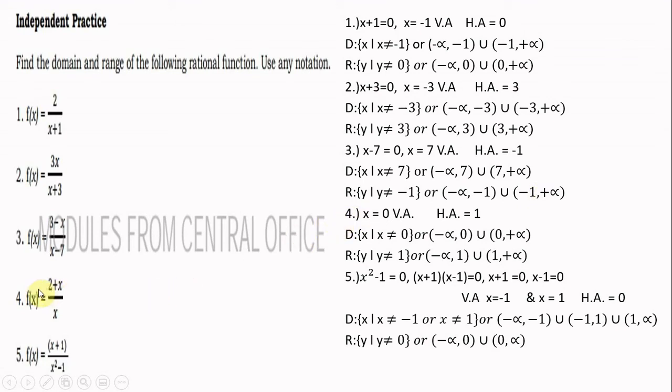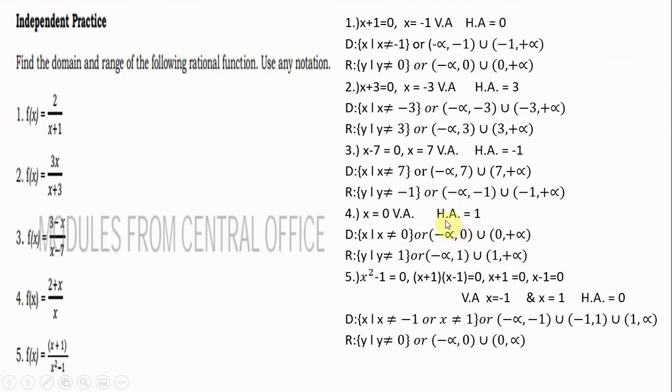Number 4. Okay, 2 plus x over x. We'll find its domain and range. All you have to do first is equate the denominator x to 0. So x is equal to 0, and this is our vertical asymptote. Now find its horizontal asymptote. Since the degree of the numerator is 1 and the denominator is 1, they have equal degrees. So to find its horizontal asymptote, all you have to do is divide the numerical coefficients. Here 1 divided by 1, the answer is 1. So our horizontal asymptote is 1.